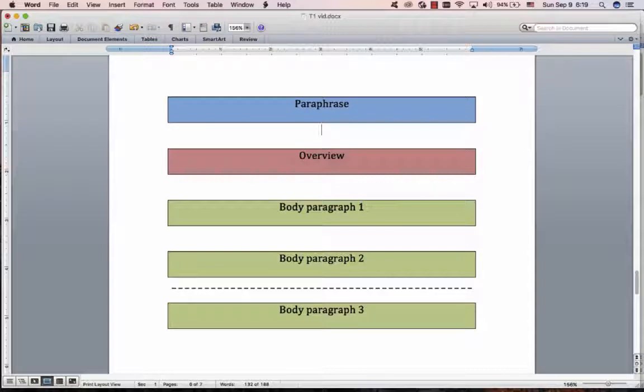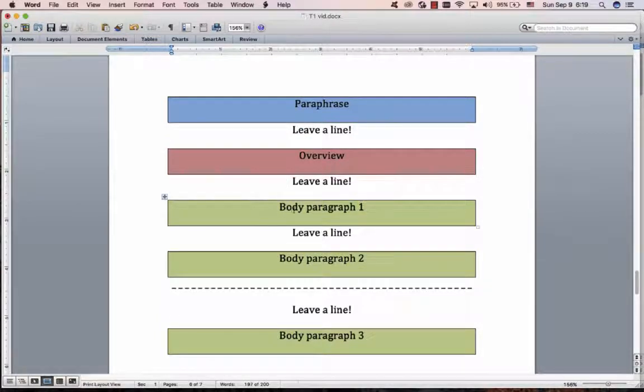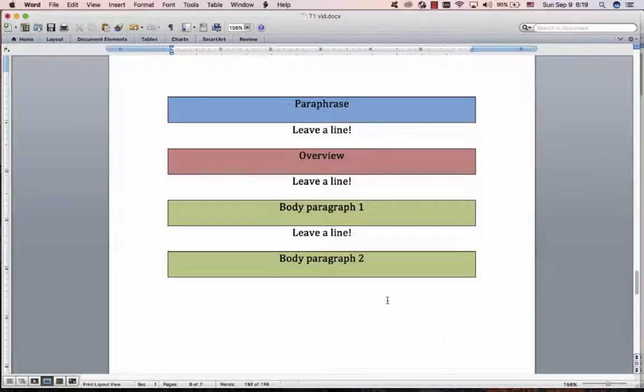I'm just going to leave here. Leave a line open, then you put your overview, leave a line, then you do your body paragraph 2. Sometimes I put a line here. Sometimes you have body paragraph 3, but not usually. In today's, we're just going to have body paragraph 2. So today it's just going to look like that. All right, so that's your overall structure.